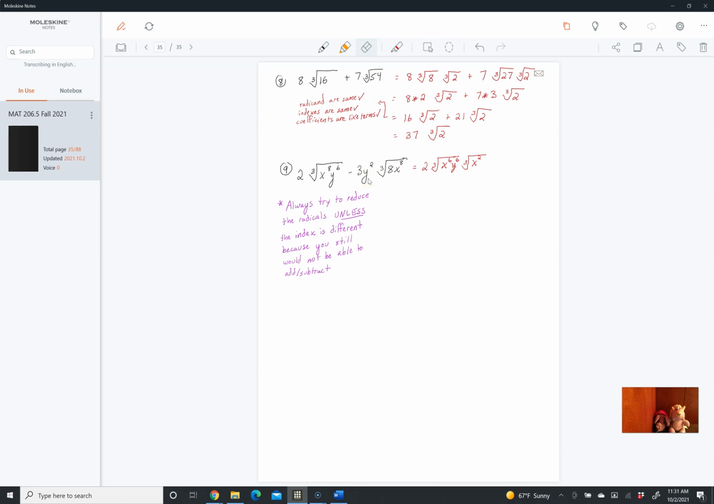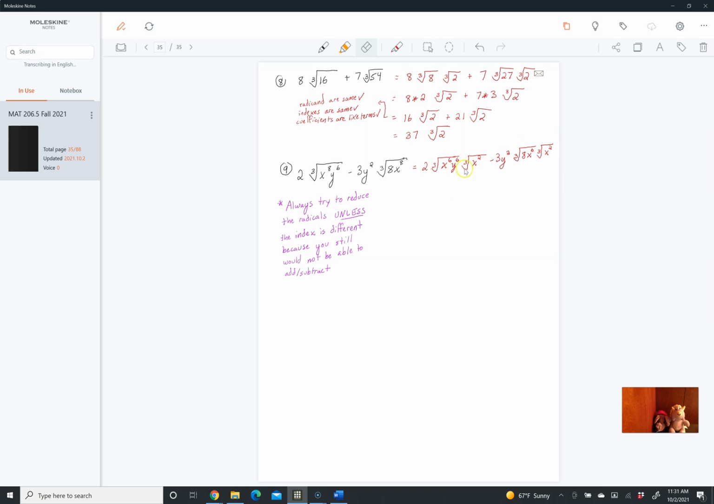Okay, now we're going to do the other one. So we have minus 3y squared, and we're going to divide this up into perfect cubes and into the non-perfect cubes. Okay, so we have 8. 8 is a perfect cube, so the whole 8 is going under this first one. Then we have x to the 8th. Well, x to the 8th we already know can be broken up into x to the 6th under here and x squared under here.